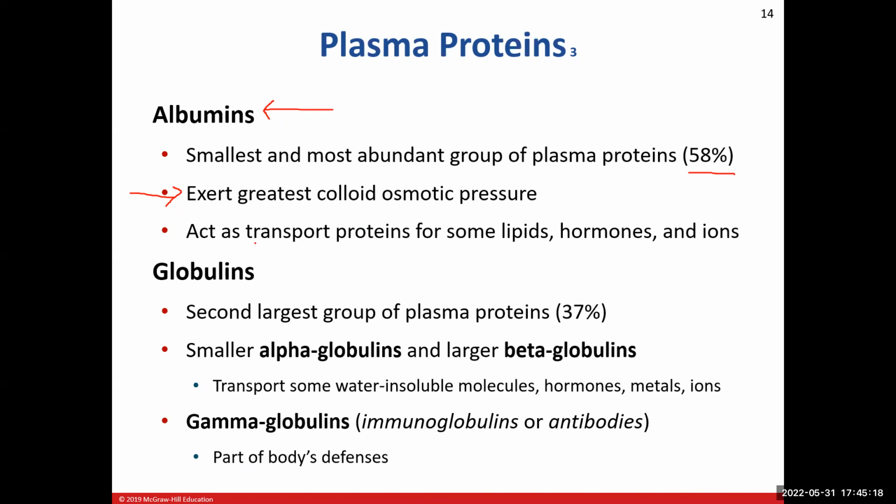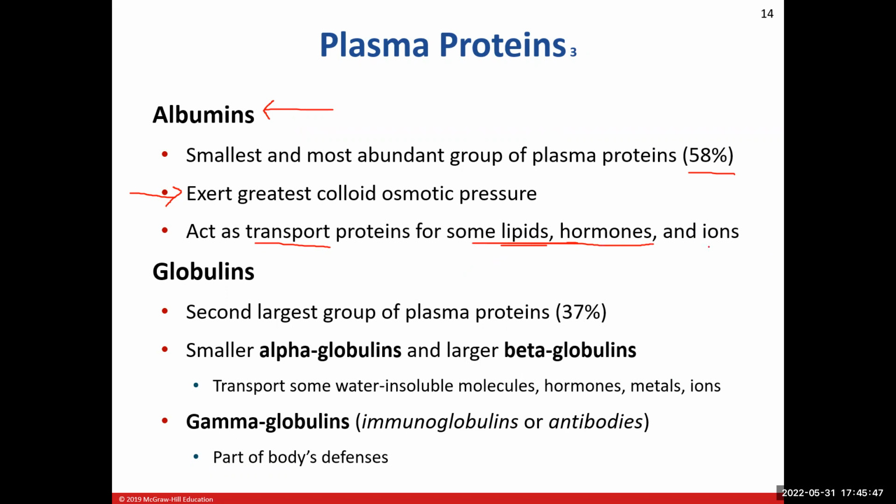They also play a large role in transport. So they're going to be responsible for transporting the different types of lipids that you'll find in the blood. Hormones too. We talked about in chapter 17 how there's fat-soluble, water-soluble hormones, different types of hormones. Some hormones can dissolve right into the blood plasma and be transported throughout. Others need a transport protein. Albumin takes over for that.